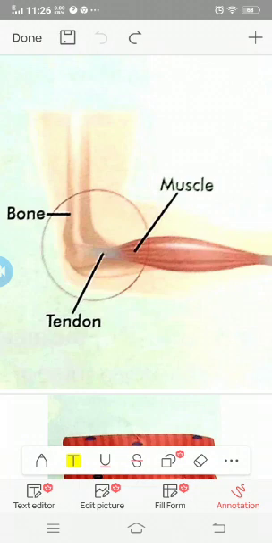Now we will discuss the types of muscles. There are three types of muscles: voluntary or skeletal muscles.